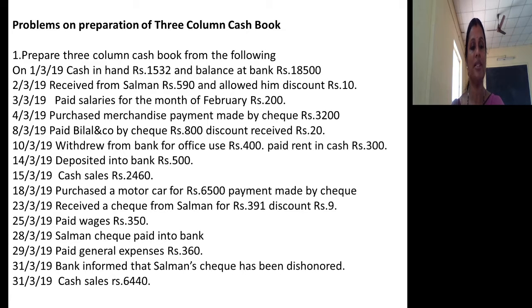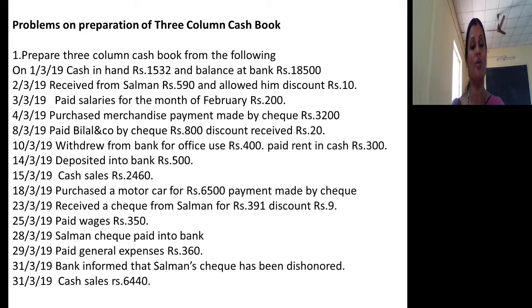So the problem says that we have to prepare 3-column cash book. Transactions from 1/3/2019 to 31/3/2019 are given in the problem. They have not specified in whose book. So if that is the case, definitely in one business concern's book we are preparing 3-column cash book. So let me see how we should go further to prepare 3-column cash book.